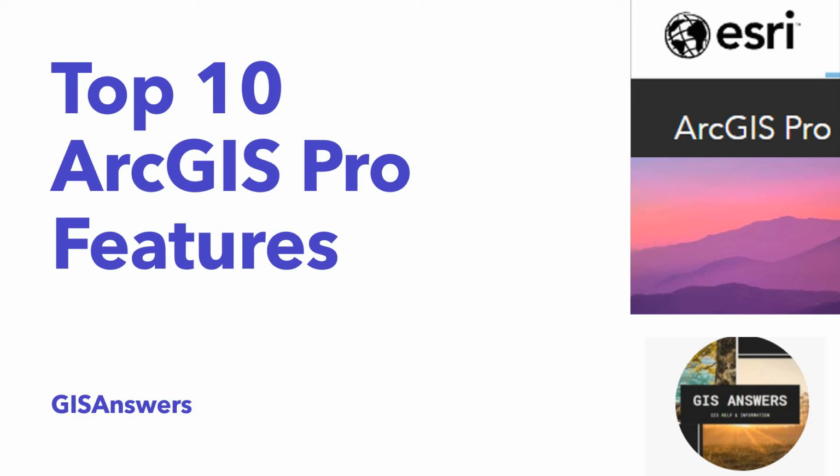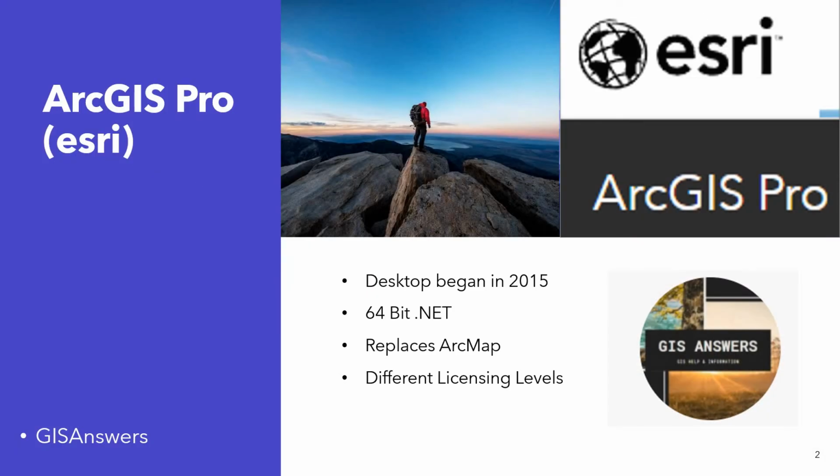As I mentioned, today I'll be looking at my top 10 picks for the best features of ArcGIS Pro. If you have any suggestions of your own, please post down below. I'd like to hear everybody's ideas and what you think should be in the top 10. But these are just ones that I came up with off the top of my head, and we'll go through them. So ArcGIS Pro is an Esri desktop GIS package.